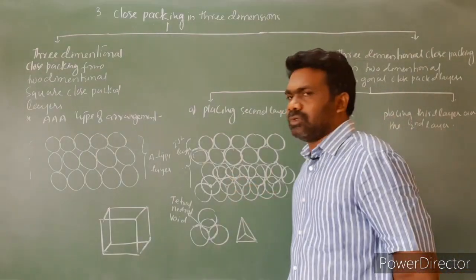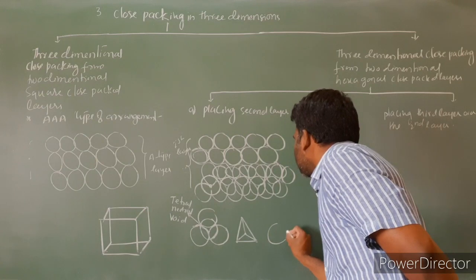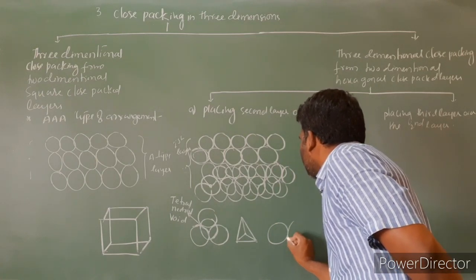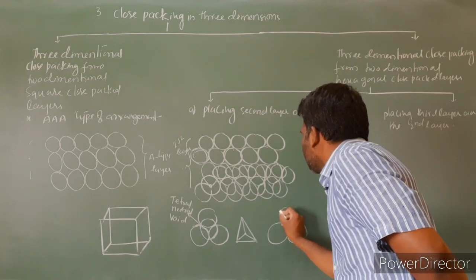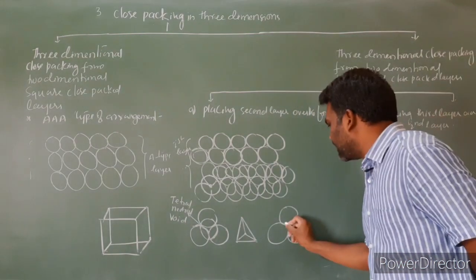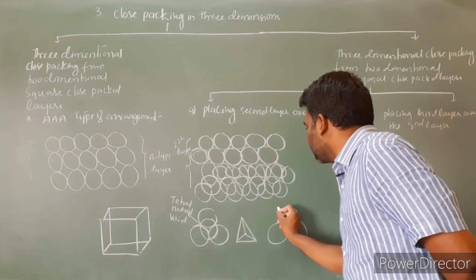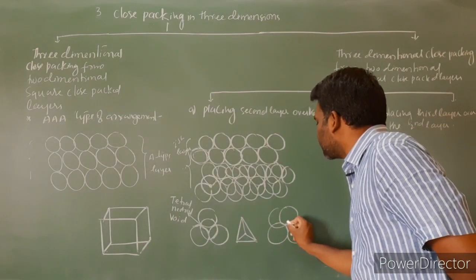And in some more places, an octahedral void is formed. In the case of octahedral void, so this is the triangular void. Look at this triangular void, and I am placing three more spheres like this.